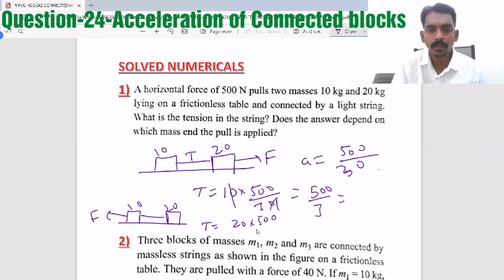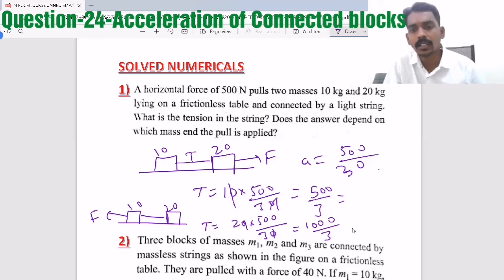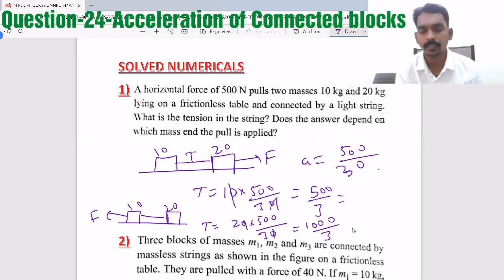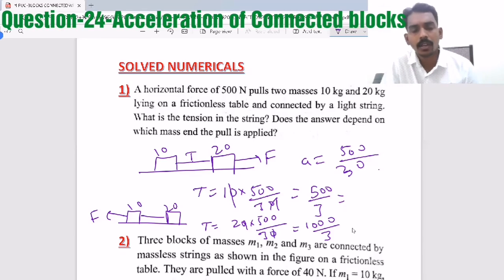20 into 500 by 30. Now the acceleration got changed, and the tension got changed, that is 1000 by 3. So that means the answer depends on which mass end the pull is applied. Definitely. If you are applying on 20 kg, the tension is different, the answer is different. So that is what they are asking.